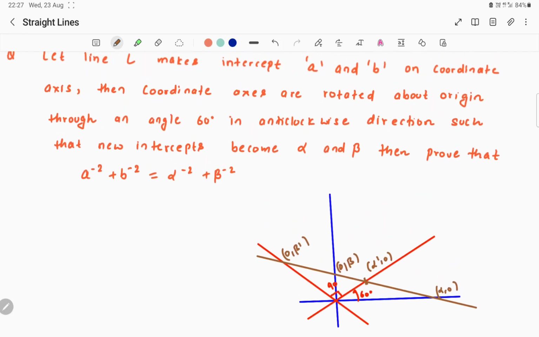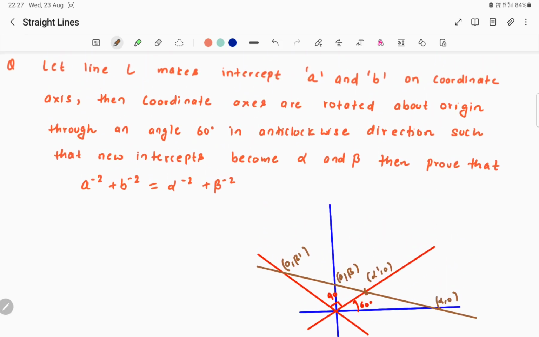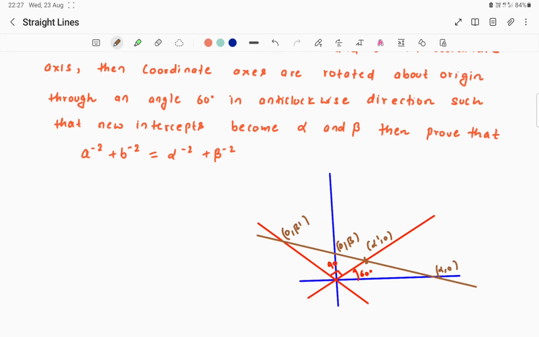The rotation has happened by how much? 60 degree. So they are asking us to prove that a square, b square and alpha square, beta square, something like that they are asking. Okay. So my question is that what is common in both the systems? I mean, what is one thing that has not changed at all in both the systems? So the answer is origin.